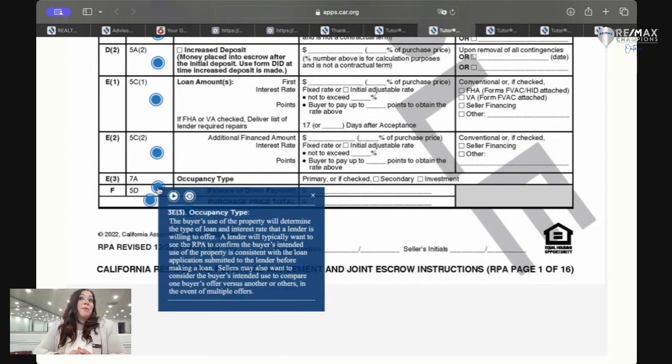And you'll be surprised, some listing agents will want you to take that interest rate out. They'll tell you, we don't want you to put that in there. I've seen that happen too, because they know. So the occupancy type.